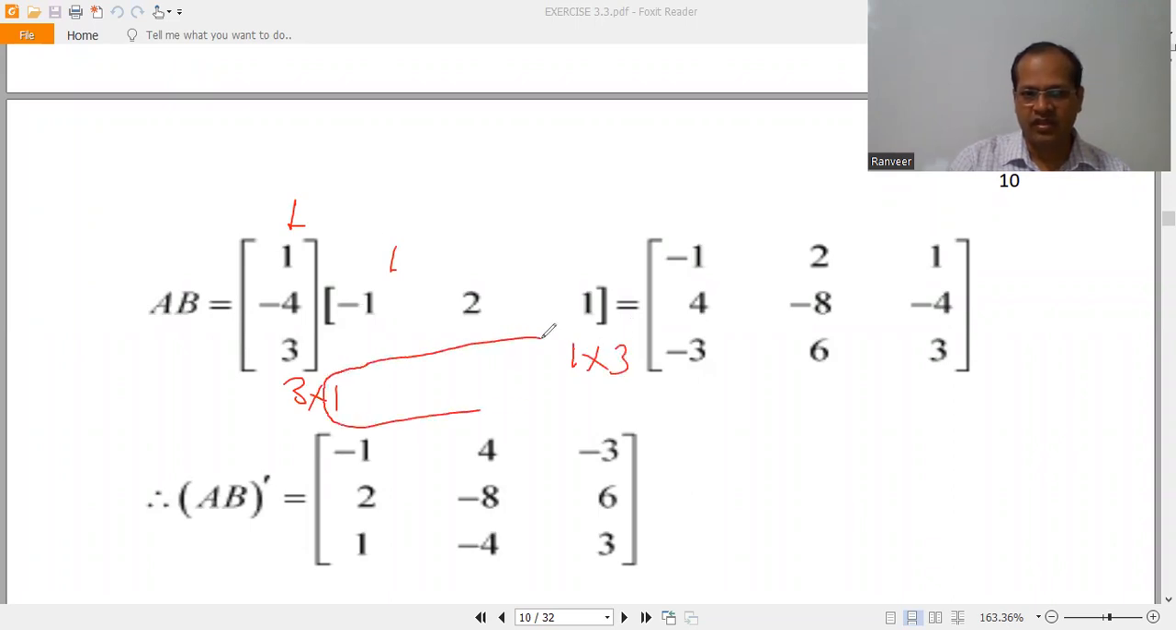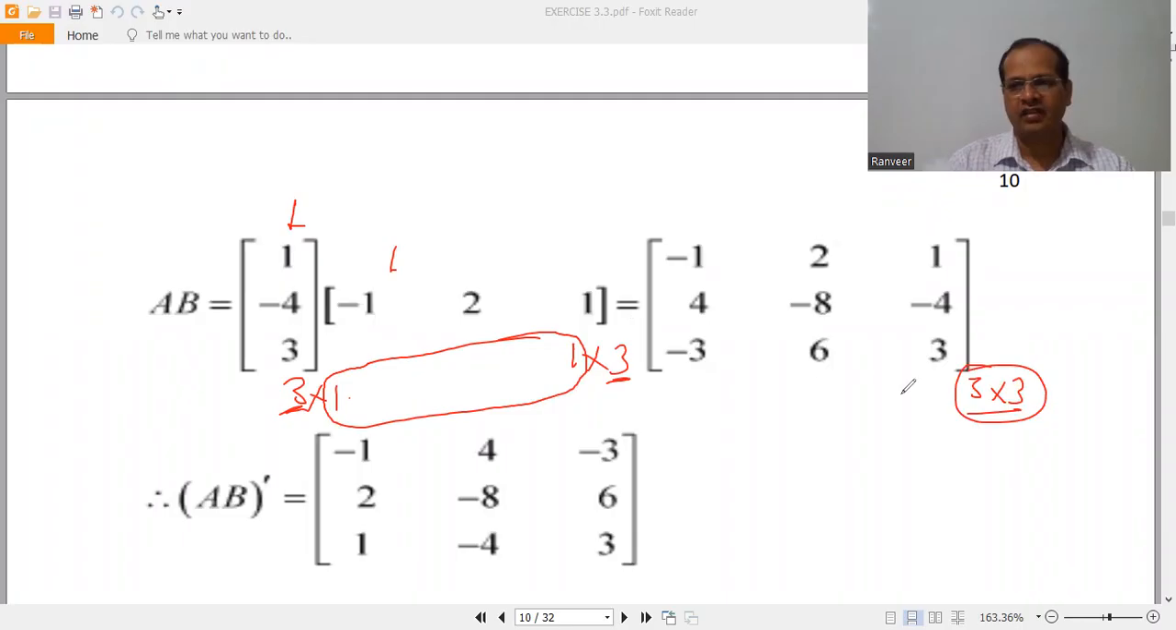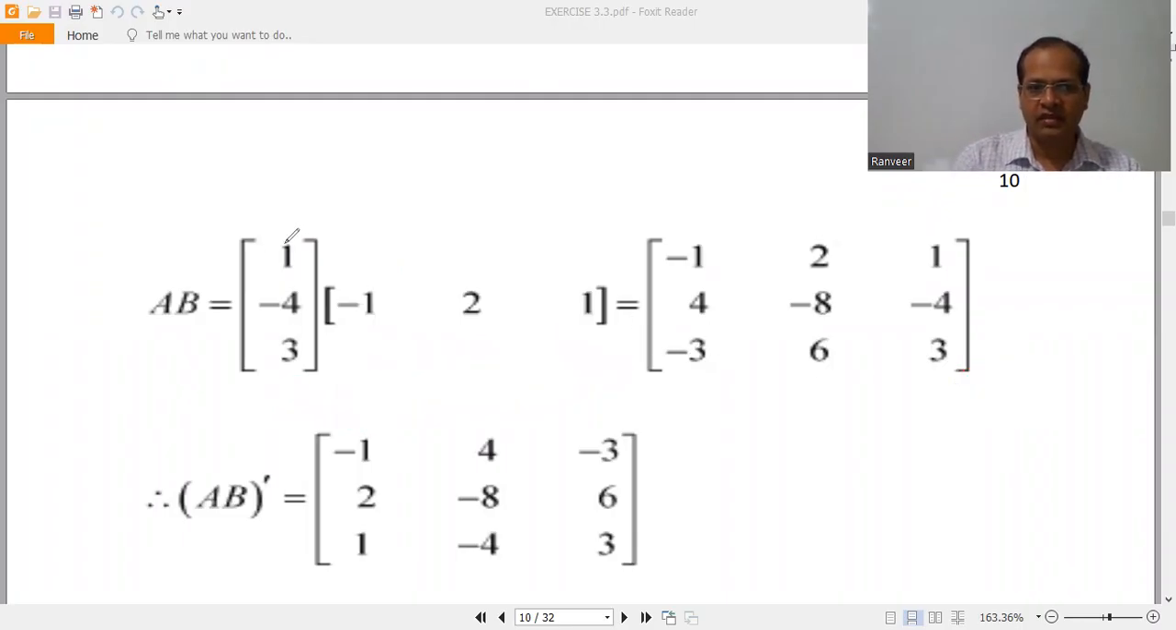This is nothing but the multiplication rule. This is matching and the result is a 3:3 matrix. In matrix multiplication, this is very, very important. We know how to do the multiplication. We just have to multiply one by one.